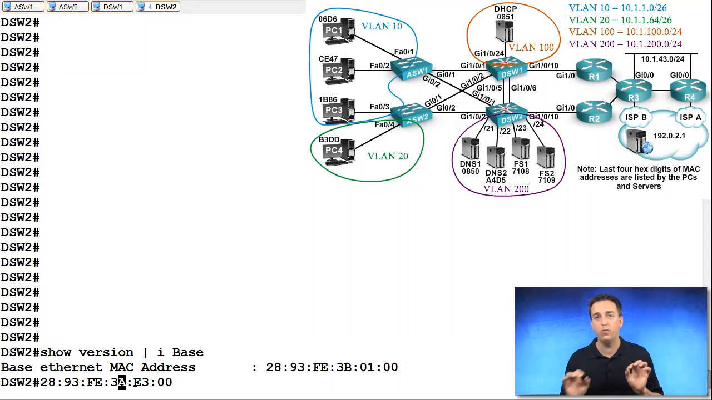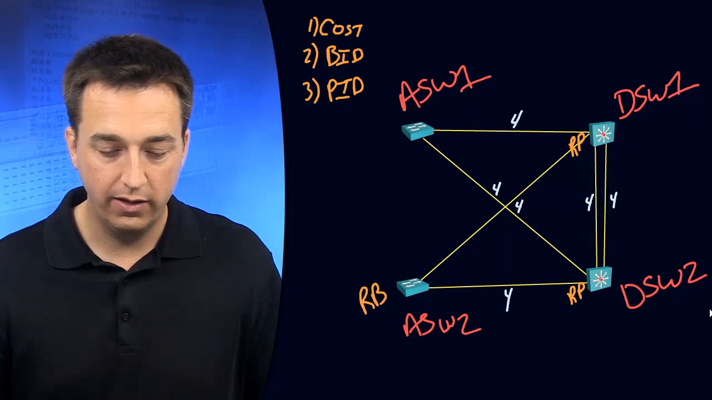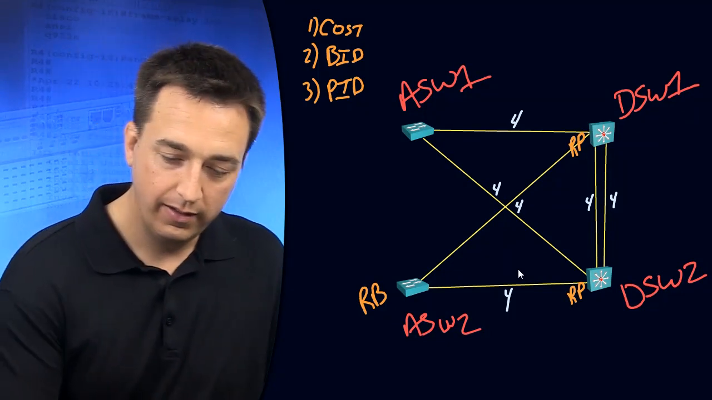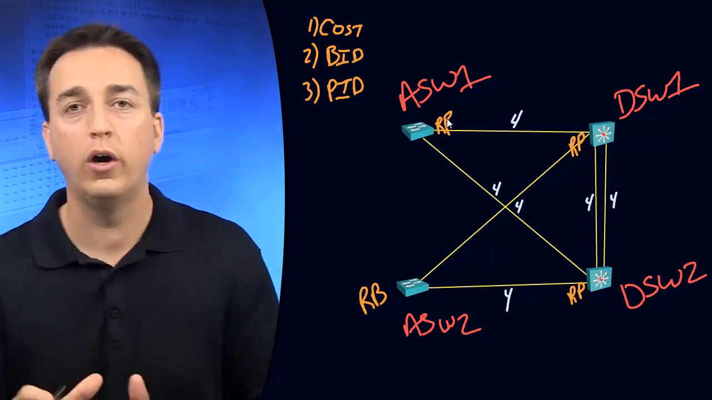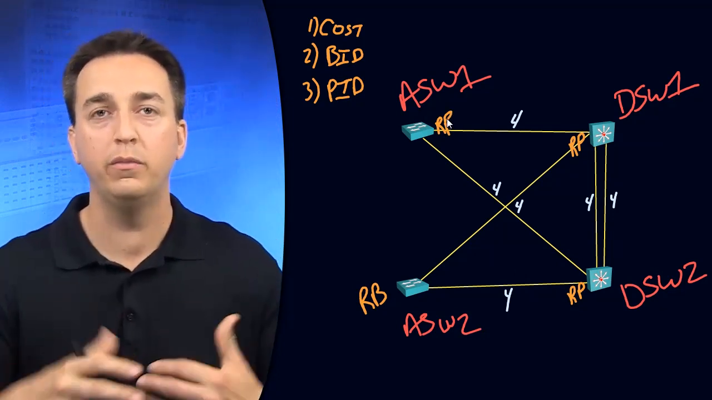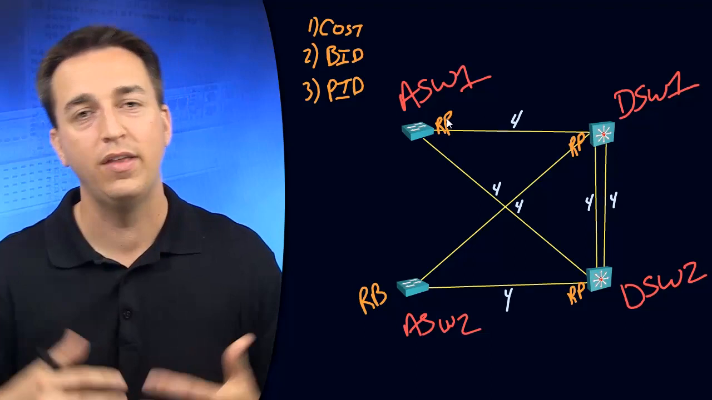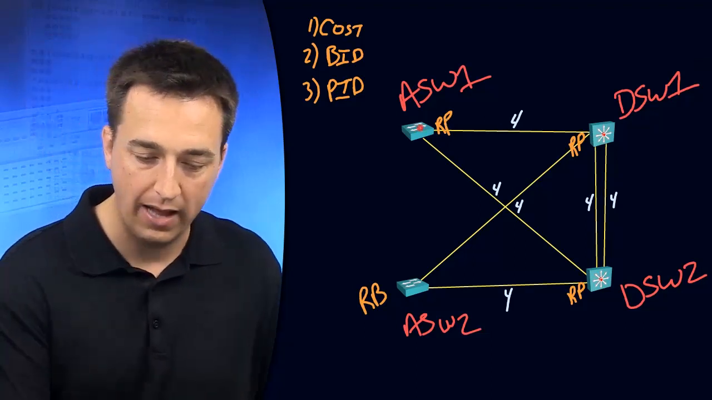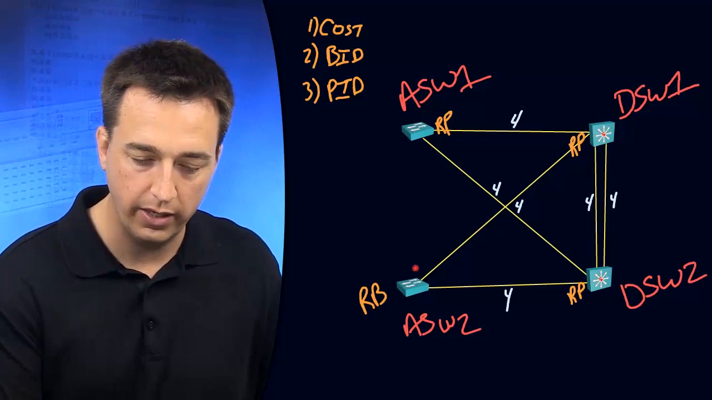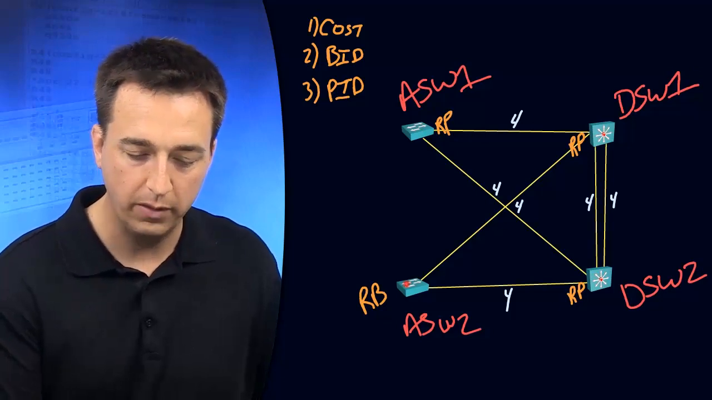So DSW1 has the lower bridge ID, therefore DSW1 is going to be the preferred path. So let's label that as the root port here. Because the root port is the port on the non-root bridge with the lowest cost path back to the root bridge. And this is considered the lowest cost path here because DSW1 has the lower upstream bridge ID.